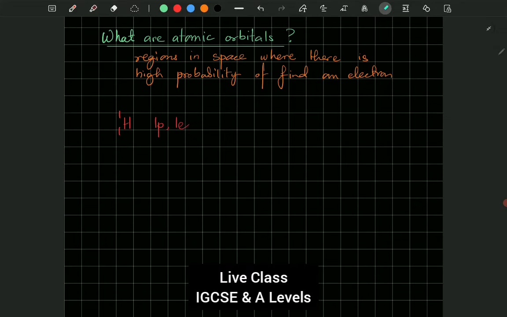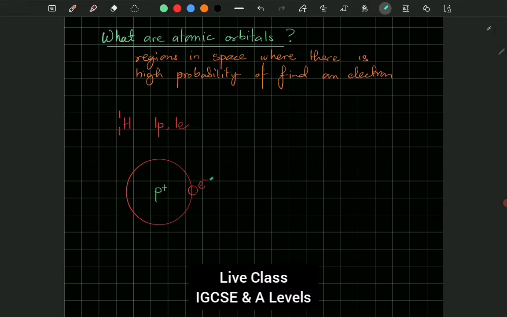So I'm going to pick the simplest atom, which is hydrogen. It's got just one proton, and it's got just one electron. Now, the proton is part of the nucleus, that's the center of the atom, and the electron is basically revolving or rotating or existing around this nucleus. So if you're doing IGCSE, this is the type of model that you're familiar with, the nucleus and the electron revolving around that. But that is not exactly how the atom looks.